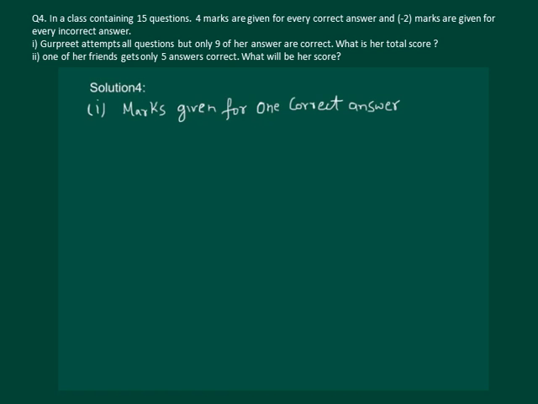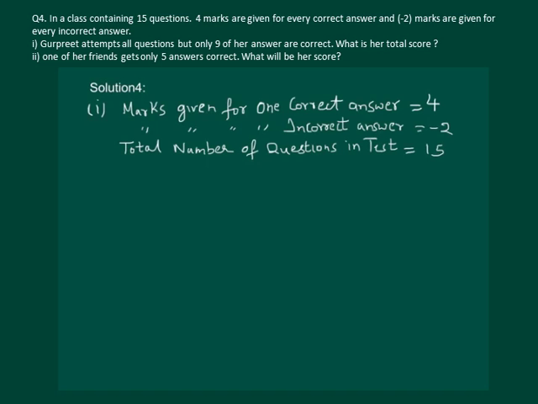From the question we know that marks obtained for one correct answer is equal to 4 and the marks obtained for one incorrect answer is minus 2. Total number of questions in the test is 15. Gurpreet got 9 of her answers as correct. This means that 15 minus 9 answers are incorrect.